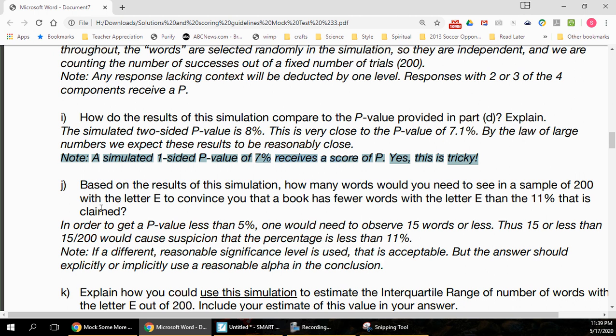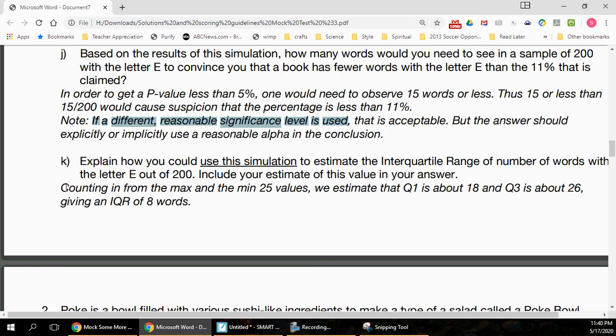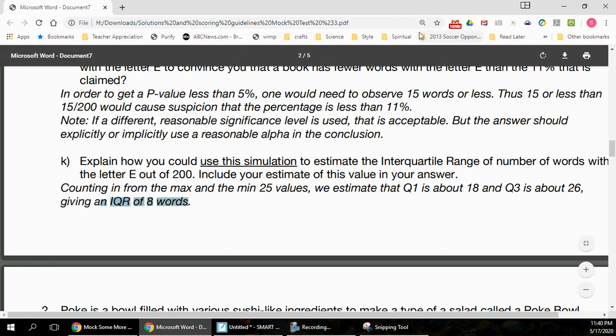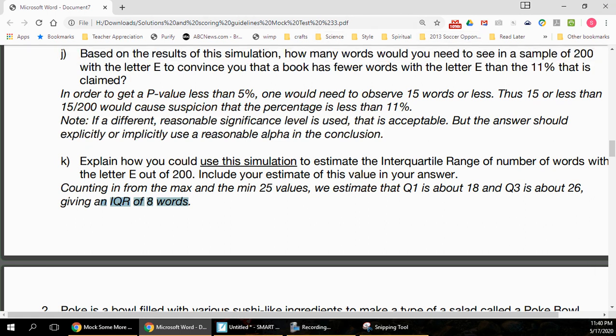On J, I stayed with a 5% level of significance. If you changed it, that's fine, but it should be clear that you've got a standard that you're using here. And then letter K, they said how they did it. I think that's a great plan, how they came up with this. They figured out Q1 and Q3, and you could say they subtracted them to get that. The numbers I had were a little bit different. I think that's going to be okay, especially if you've clearly stated how you did it. So there's question 1.